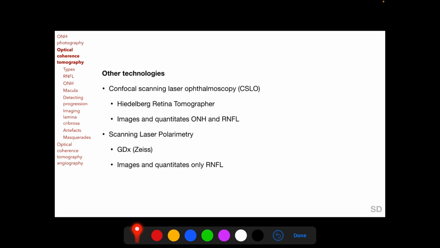The other technology available prior to OCT was scanning laser polarimetry, which was available with the GDX machine from Zeiss and which could image and quantitate only the retinal nerve fiber layer, and it determined RNFL thickness by measuring the change in polarization of an incident polarized light passing through the retinal nerve fiber layer.